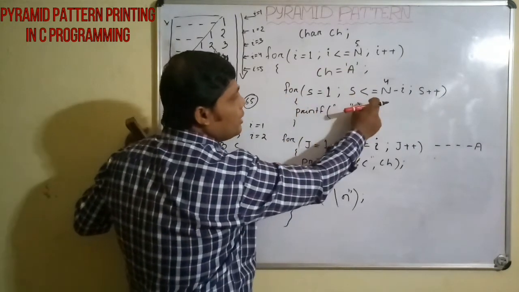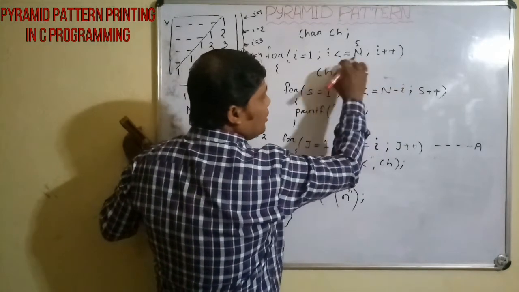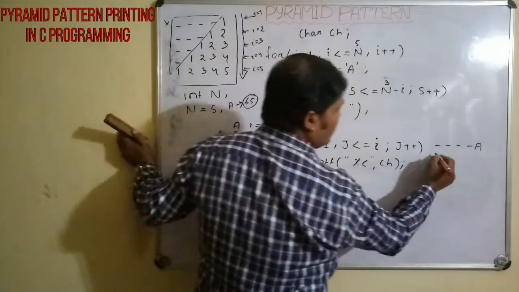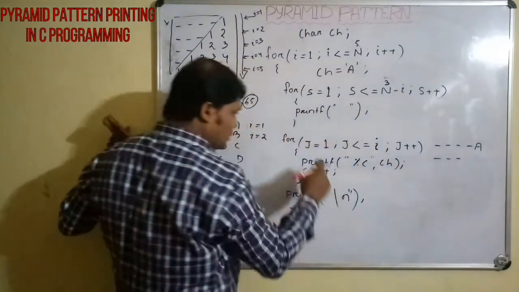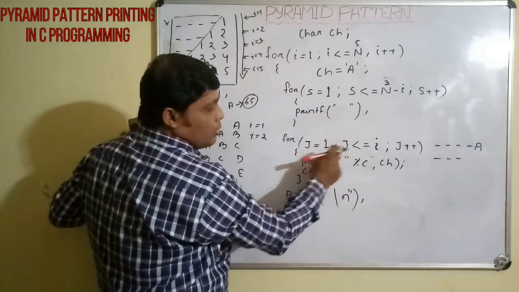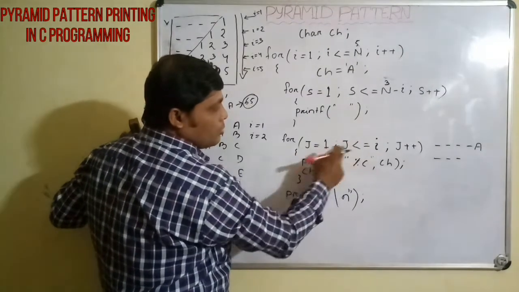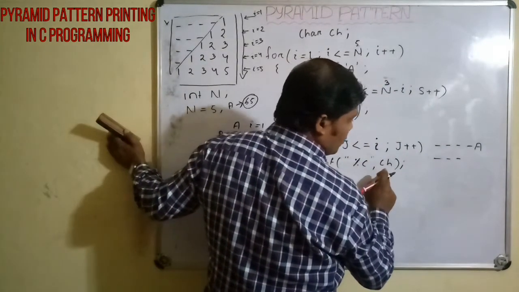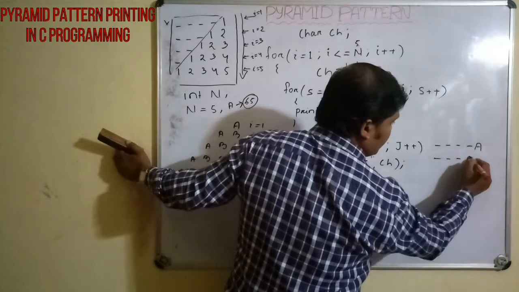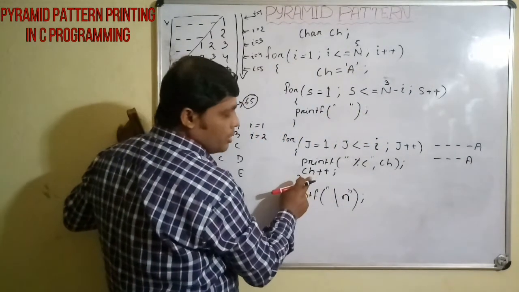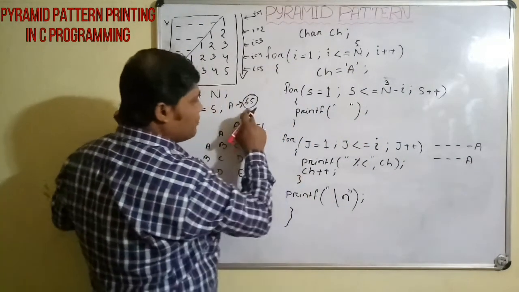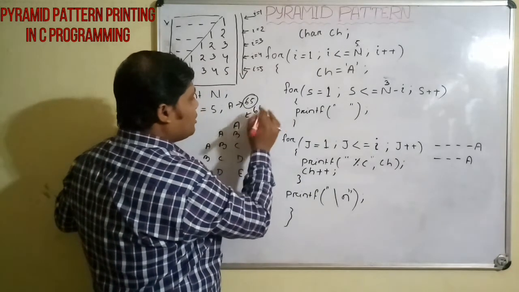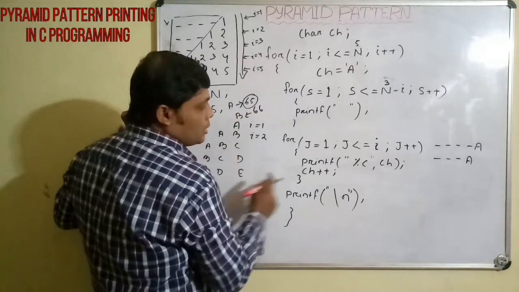Then the for loop will continue for 1 to n minus I, 5 minus I value is 2. 5 minus 2 is 3. So this will continue for 3 times and it will print 3 spaces. After this, j equal to 1, j less than equal to I means 2. It will work for 1 and 2. It will print the CH value, that is A. Then CH plus plus. This is 65, plus plus means 66. ASCII character of 66 is capital B.